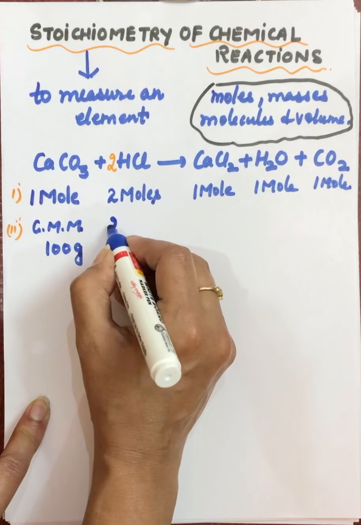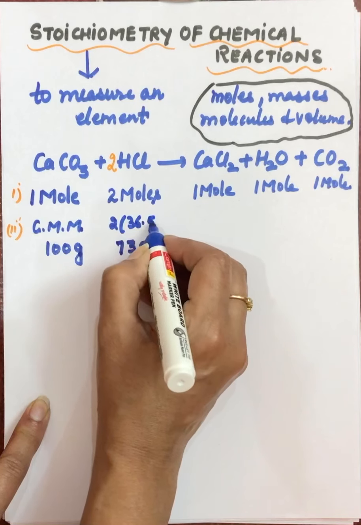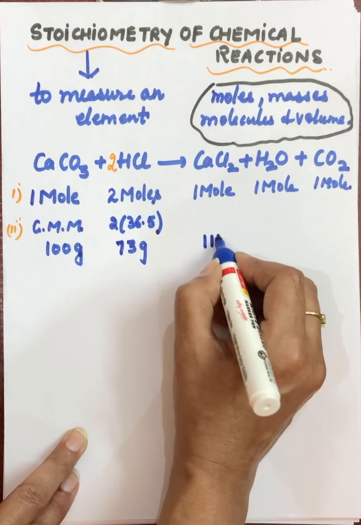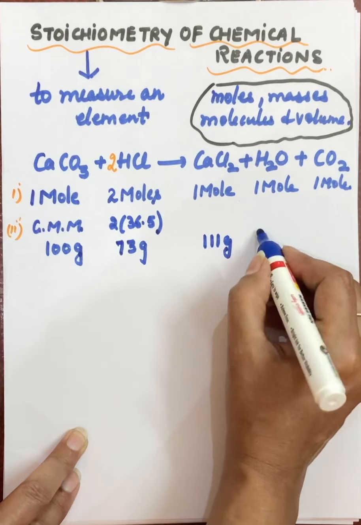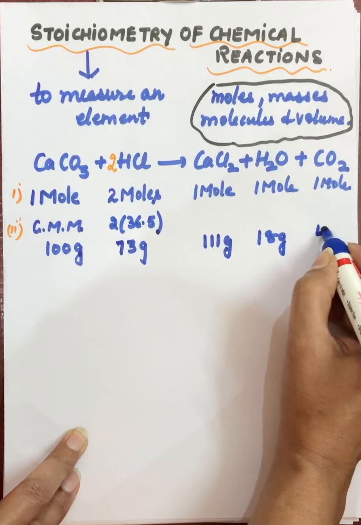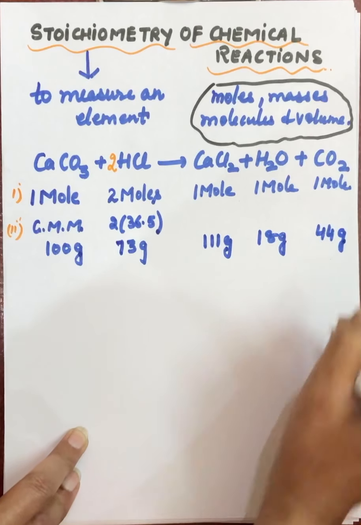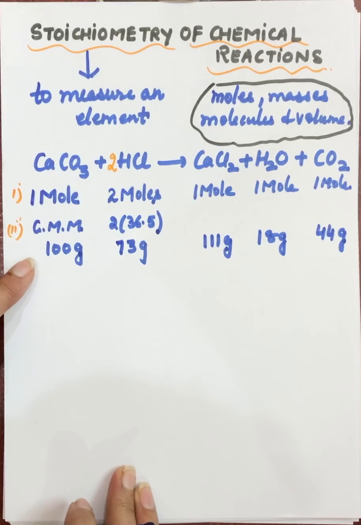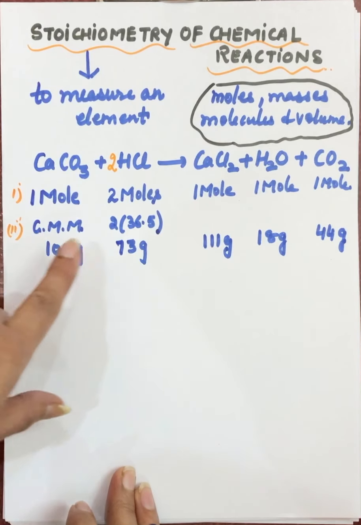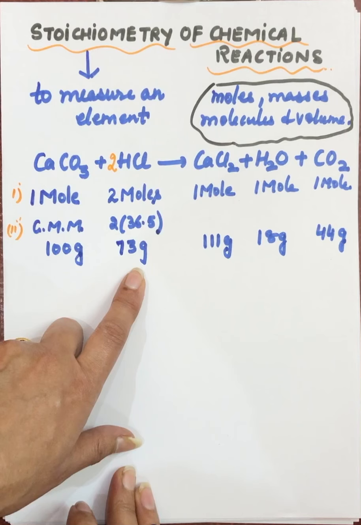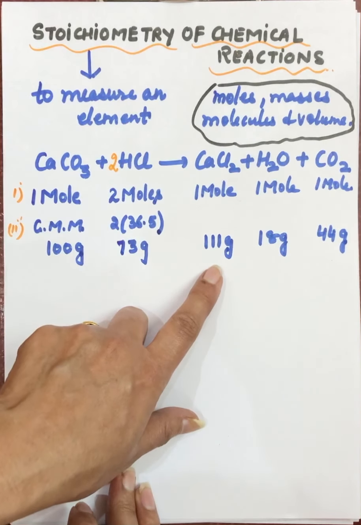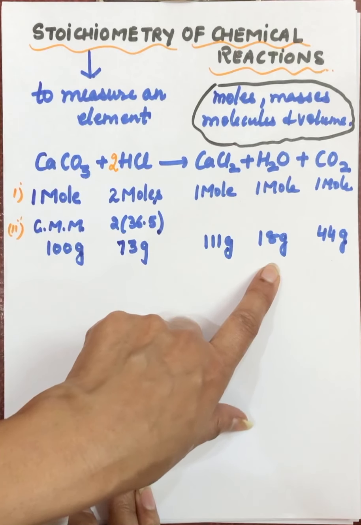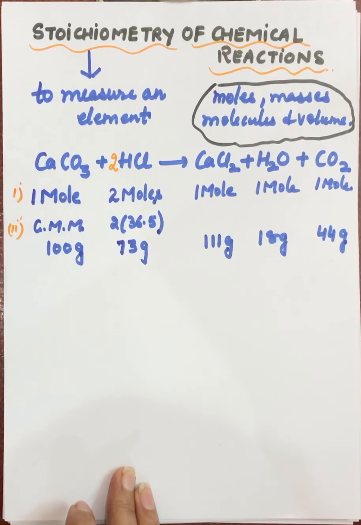2 into the gram molecular mass of this, that is 36.5. Calcium chloride gram molecular mass is 111 and water is 18 grams. Carbon dioxide is 44 grams. So from this what will we come to know? That if we take 100 grams of calcium carbonate, it reacts with 73 grams of hydrochloric acid to give 111 gram of calcium chloride, 18 gram of water and 44 gram of carbon dioxide.